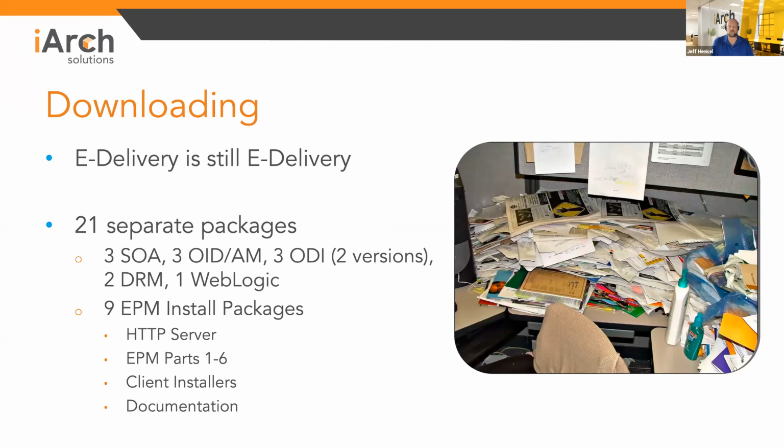So when you download the full stack or the full suite, you're basically going to get or see 21 separate packages. And if you grab them all, then you're going to end up with 3 instances of SOA and 3 instances of OID and 3 ODIs, which comprises actually 2 different ODI versions, DRM and WebLogic. What you really need are 9 EPM install packages. So if you get the planning stack or you get the HFM stack, that's all you really need. It tends to have everything. So just kind of watch your downloads, or you'll be waiting around all day as you download 30 gigs of software.